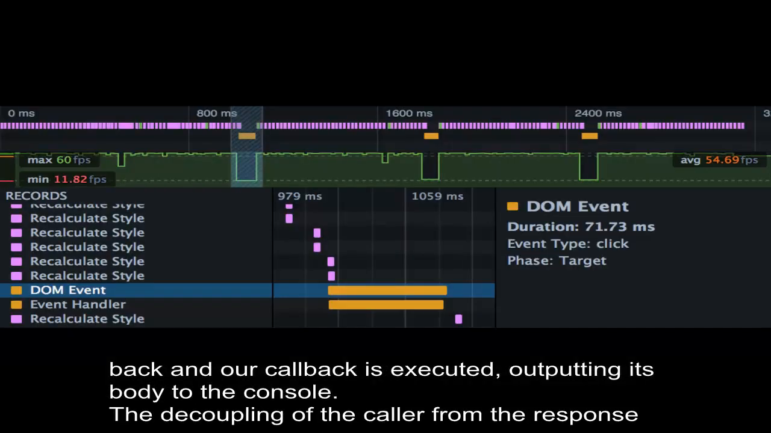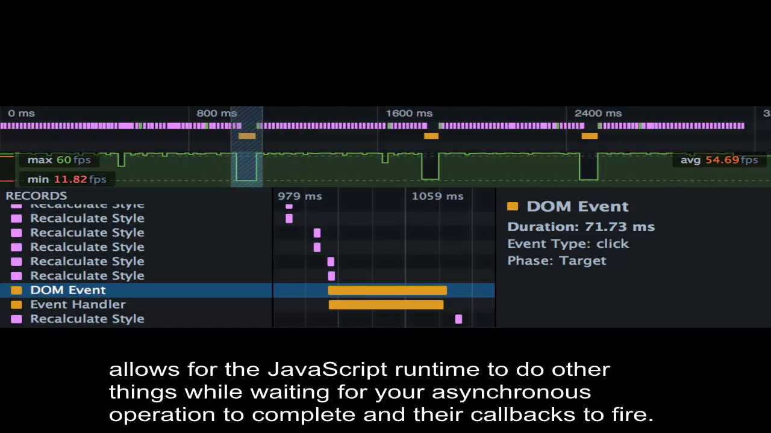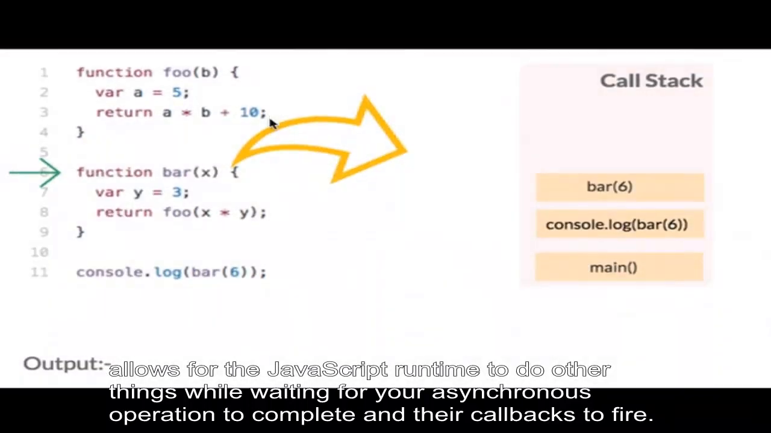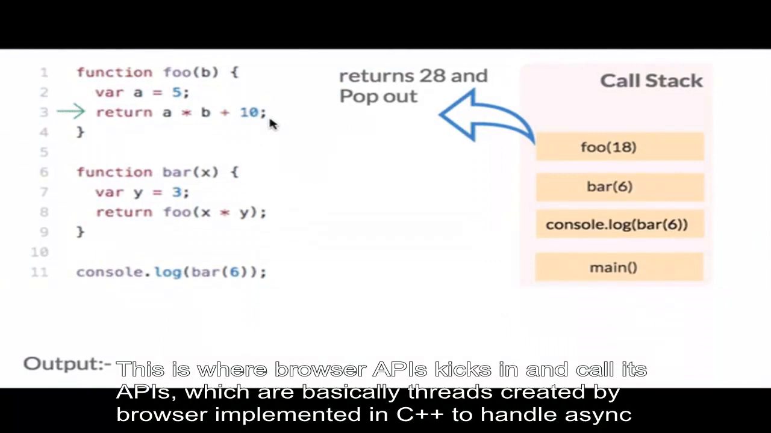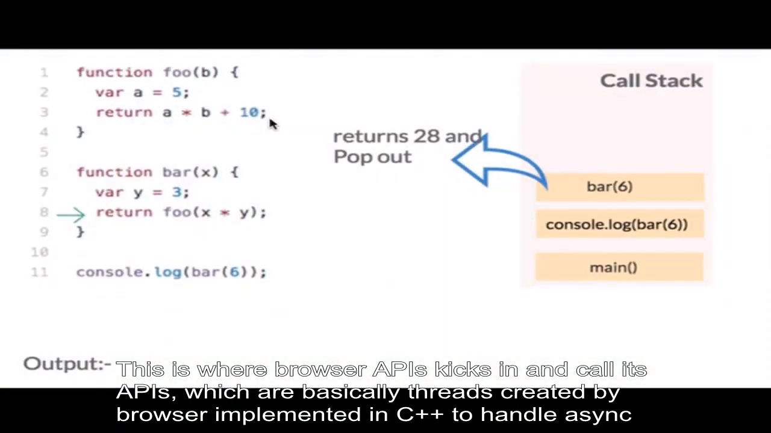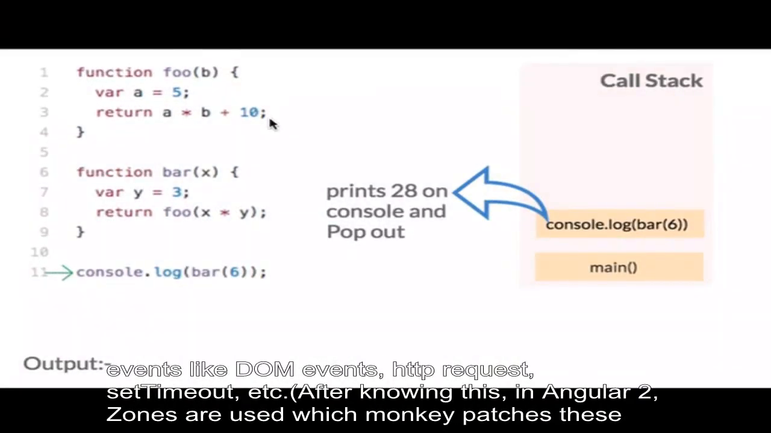The decoupling of the caller from the response allows the JavaScript runtime to do other things while waiting for your asynchronous operation to complete and their callbacks to fire. This is where browser APIs kick in. Browser APIs are basically threads created by the browser, implemented in C++, to handle async events like DOM events, HTTP requests, setTimeout, etc.